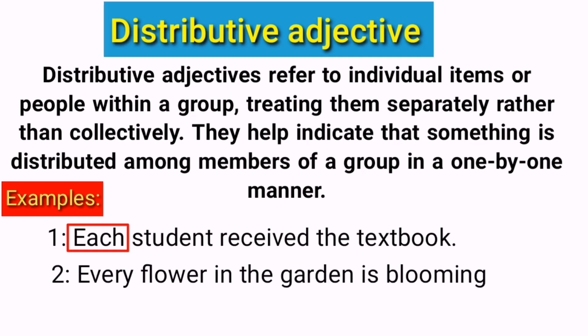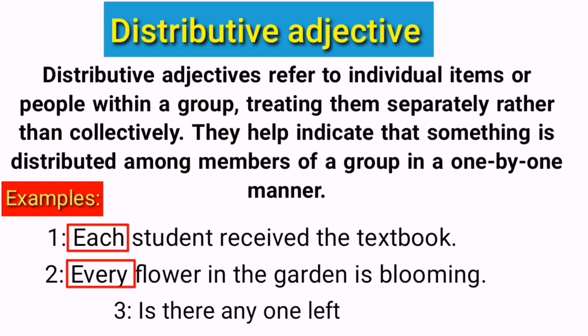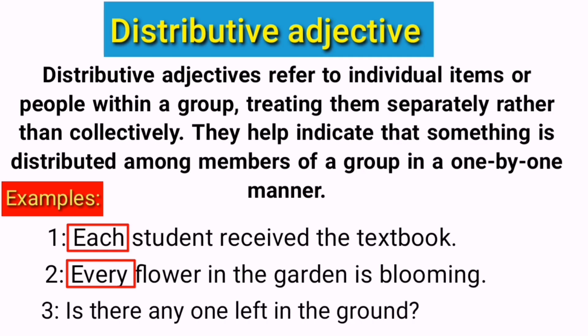Every flower in the garden is blooming. The distributive adjective, every, highlights that each individual flower in the garden is blooming, focusing on their individuality. Is there anyone left in the ground? The distributive adjective, any, means if any person is left in the ground, or indicating a possibility of presence of someone in the ground.